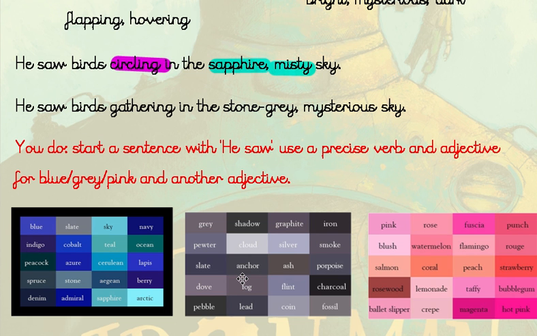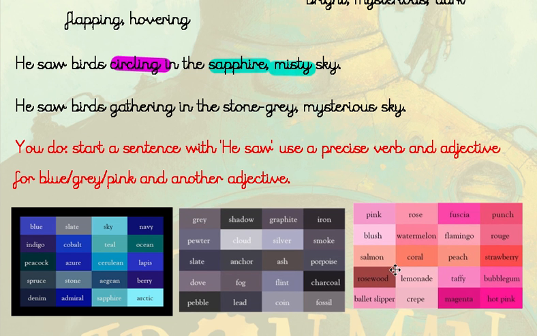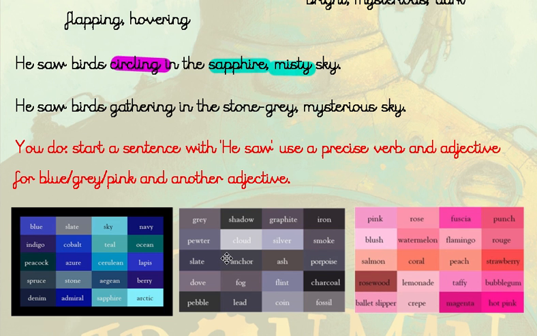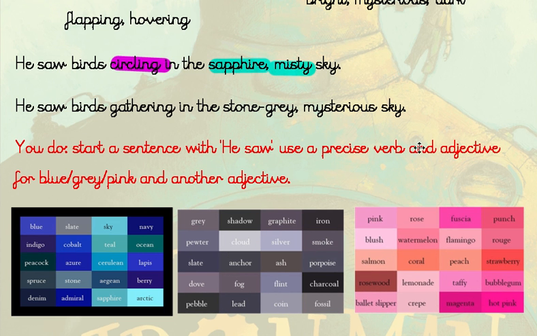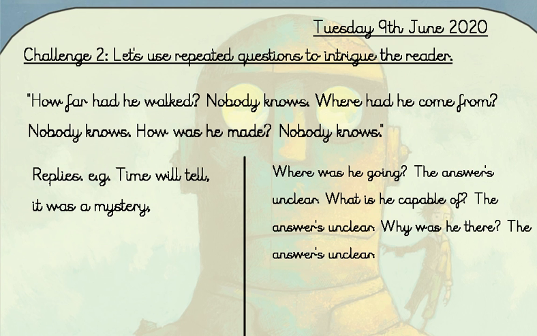Down here I've got some colour thesauruses for you to use. So instead of just saying blue, grey, pink, you could be more precise even with your use of adjective. Good job, guys. Come back for our final challenge. Brilliant job on those sentences. Well done. Now here's our final challenge for today.